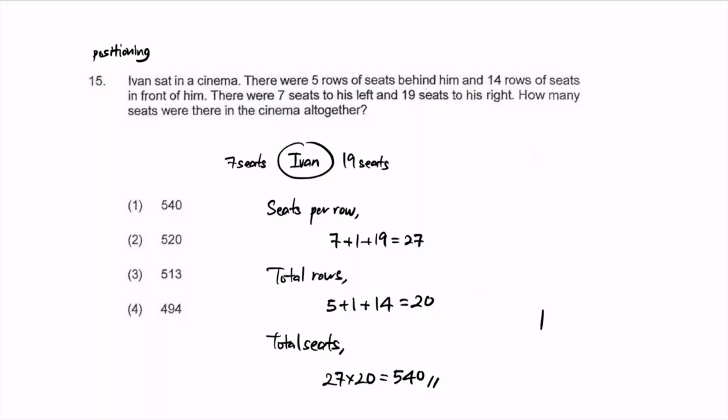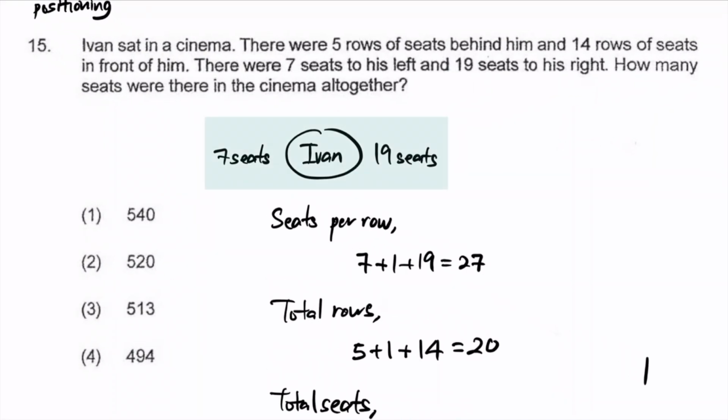Well, for this question type, I call it positioning, so let's see how that works. Well, there were 7 seats to Ivan's left, so Ivan himself is on 1 seat, and 7 to his left, and 19 to his right. Well, that forms 1 row, so I can actually find the number of seats in 1 row. That would be 7 plus 1 for Ivan's seat and 19, so 27 seats in 1 row altogether. And it's given to us that there were 5 rows behind him. So behind Ivan's row, that's 5.